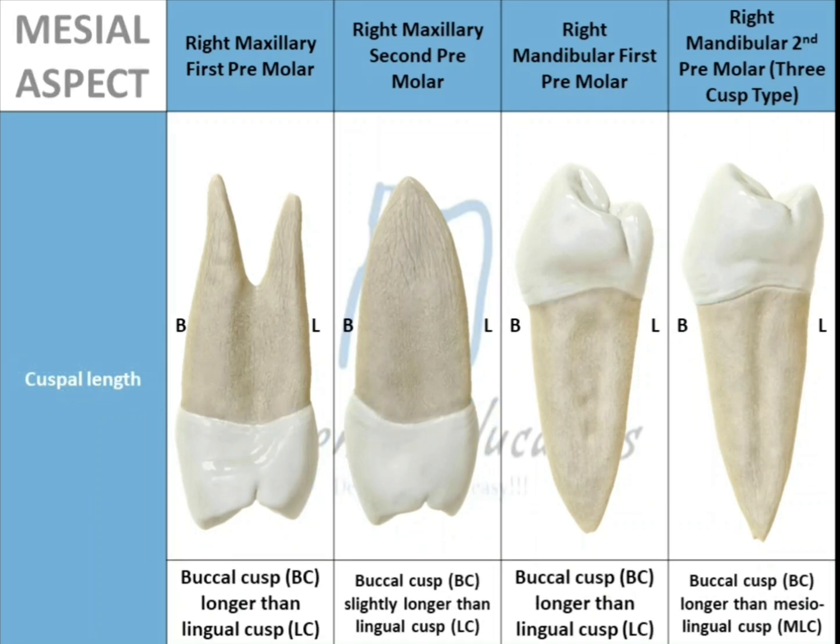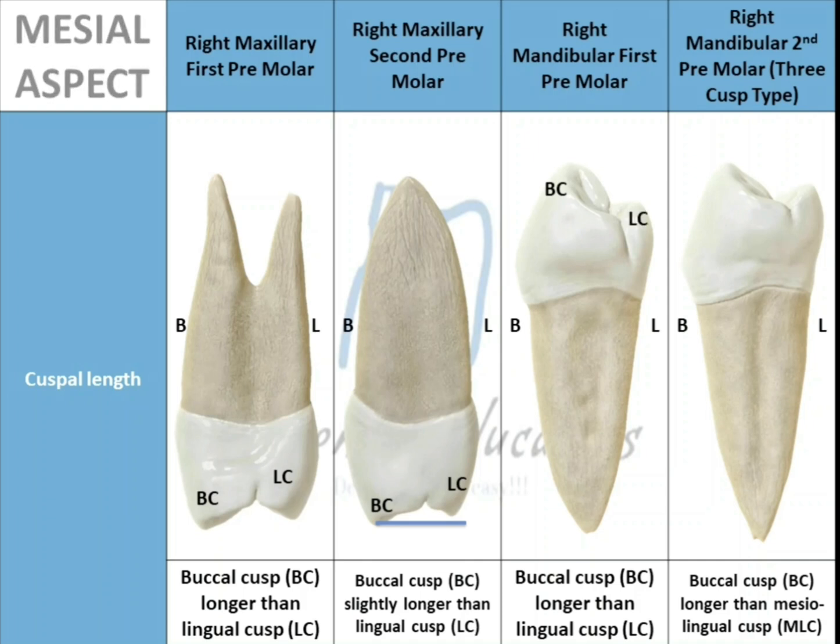On observing the cuspal lengths, the buccal cusp is longer in height as compared to the lingual cusp for the maxillary first premolars. In the maxillary second premolars as well, the buccal cusp is longer than the lingual cusp but to a smaller extent. Therefore, little difference can be seen between the height of the buccal and lingual cusps for the maxillary second premolars. In the case of mandibular first premolars as well, the buccal cusp is larger than the lingual cusp.